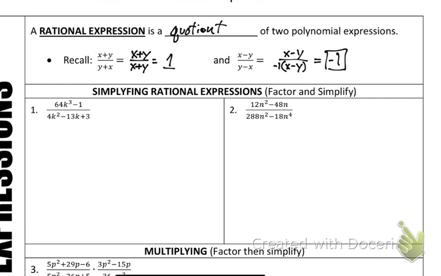So if I look at this first thing, I see this 64k cubed minus 1. I'm thinking difference of cubes, because I do have this cubed here, and we need to start recognizing that 64 is a cube. So what I'm picturing here is this is really 4k cubed minus 1 cubed. That is a difference of cubes.